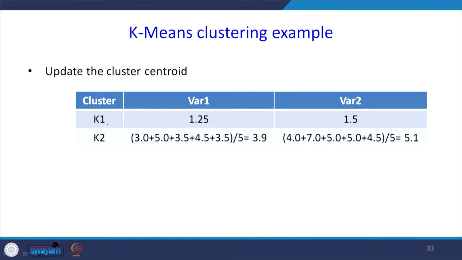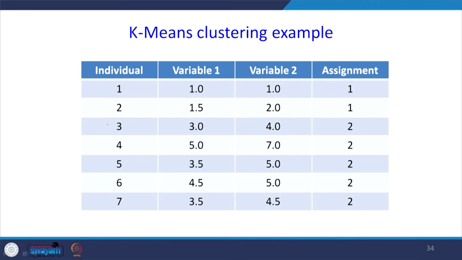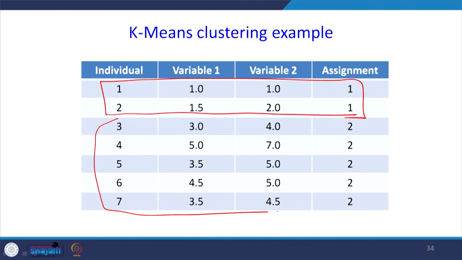This value 5.1, I will verify when I am showing the Python demo. Now this is the summary of our result. This group of individuals is cluster 1, and these people are in cluster 2. The property is that the people in this cluster are more similar, the people in the other cluster are also more similar, but between these two clusters the distance is far away.